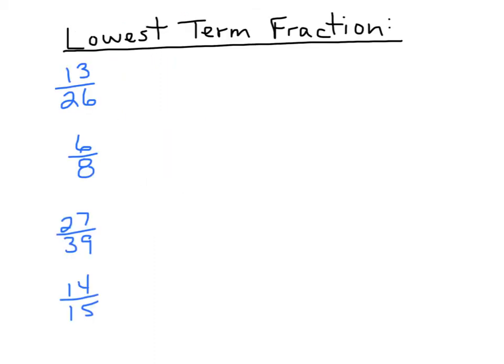Earlier, we had talked about lowest term fractions, and I'd like to give you a little bit better definition of what a lowest term fraction is. So I have 4 different fractions here: 13/26, 6/8, 27/39, and 14/15. Out of all of those fractions, which ones, or one possibly, is in lowest terms?